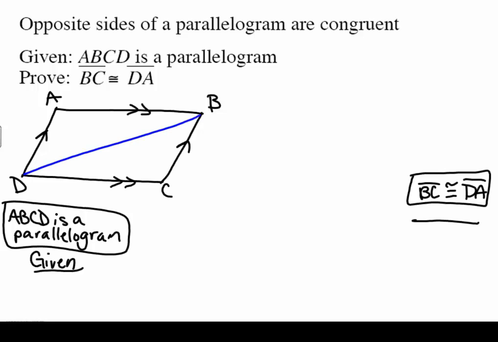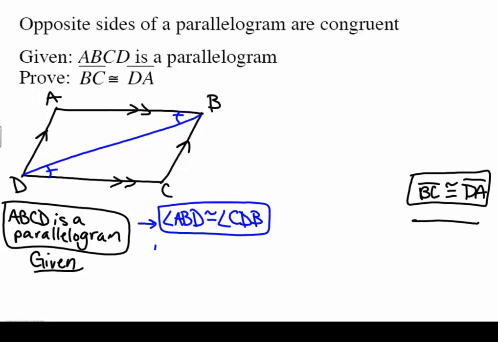And since we know that segment AB is parallel to segment CD, then we know that angle ABD is congruent to angle CDB. Okay, and that's because it's a parallelogram, so the opposite sides are parallel. So we know that angle ABD is congruent to angle CDB, and that's by alternate interior angles.